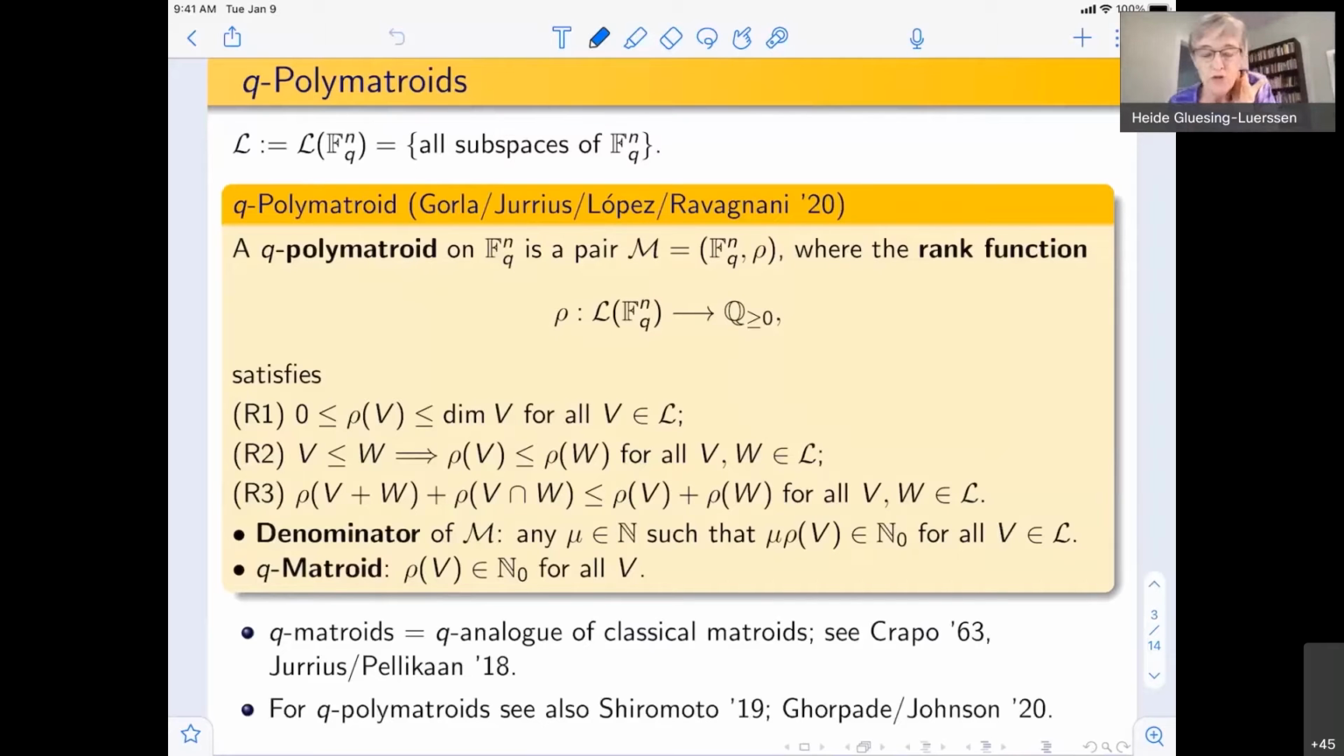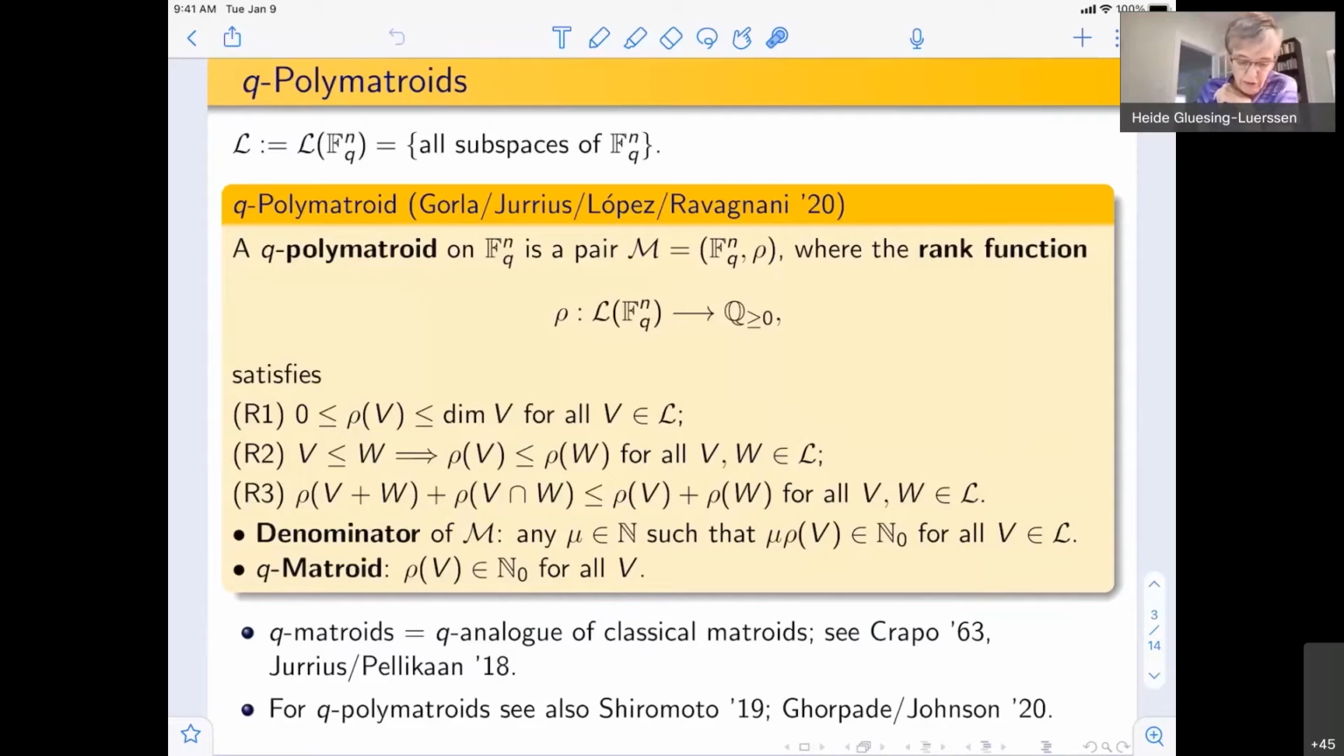We've heard about q-matroids from Relinde's talk. Q-polymatroids are a slight generalization, yet that slight generalization really makes a big difference. So let me remind you what q-matroids are, and I'm going to introduce right away q-polymatroids. So we start with a ground space, Fq to the n, a vector space over a finite field. And then we look at the lattice of all subspaces of that.